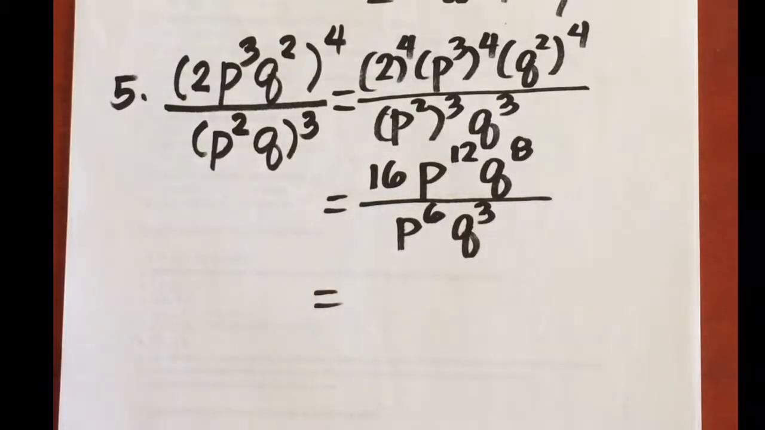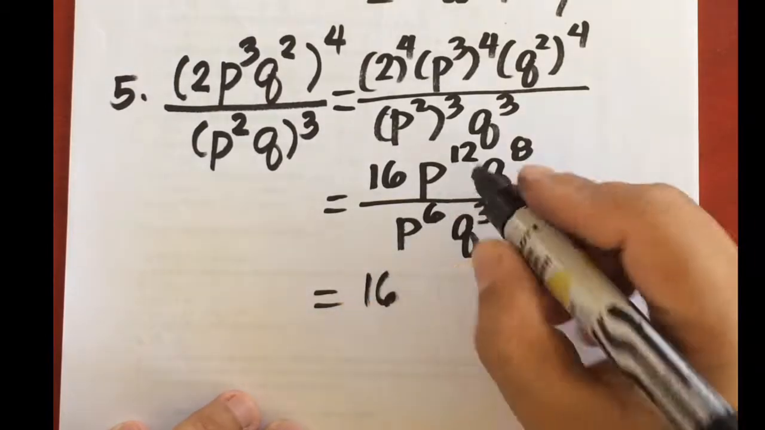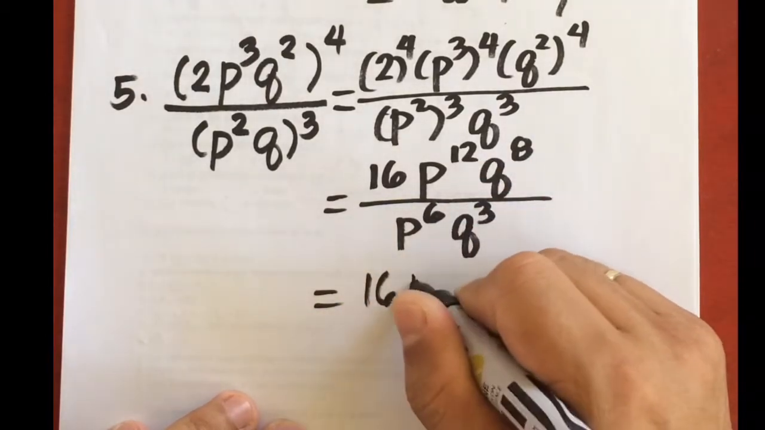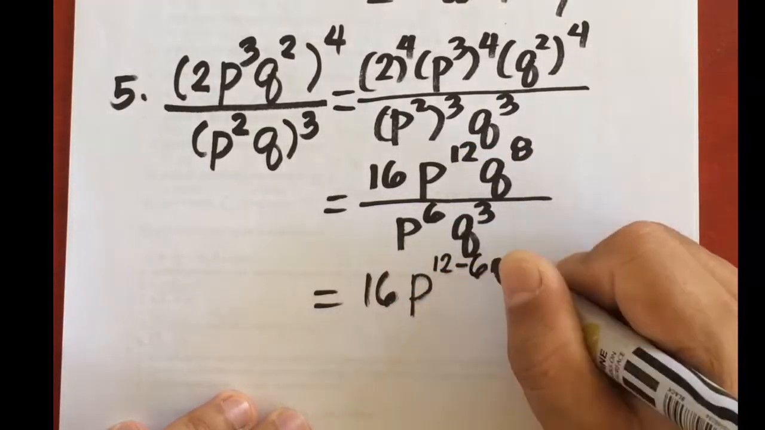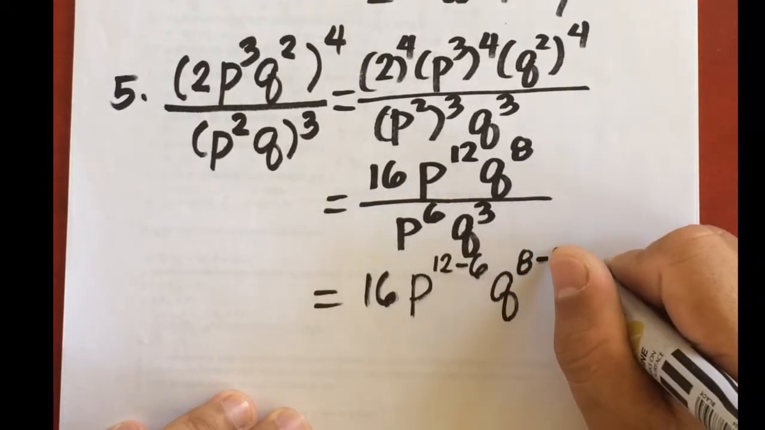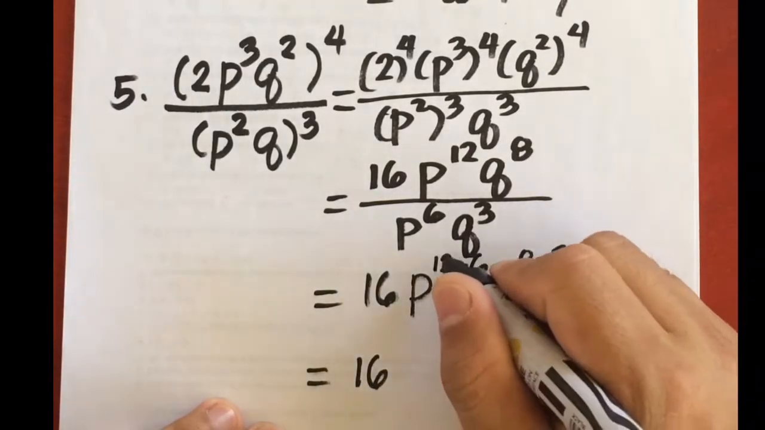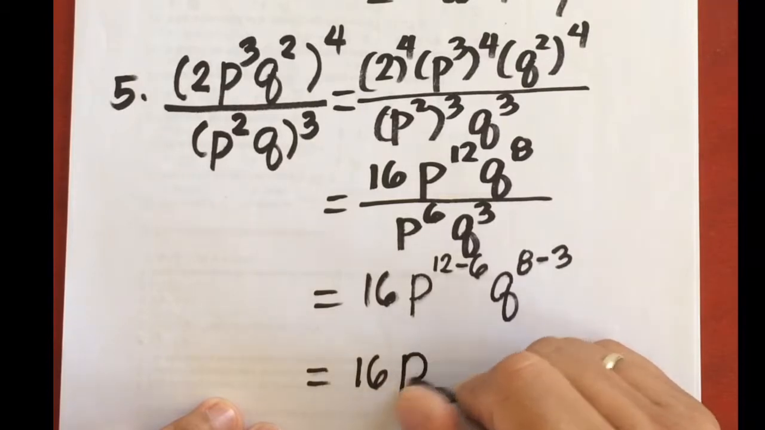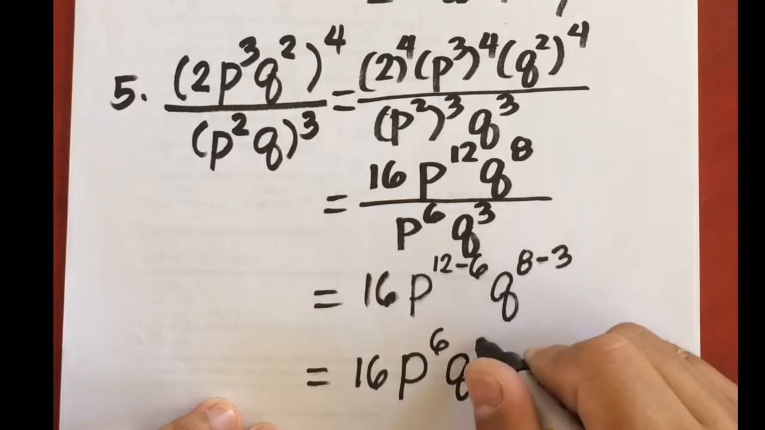Then here you're going to apply the quotient of powers. So we're going to have 16 over, you're going to copy the base p, then subtract the exponents, 12 minus 6, then q, then 8 minus 3. So your answer will be 16. Then 12 minus 6 is 6, so you're going to have 16p to the power of 6. Then 8 minus 3 is 5, so you're going to have q to the power of 5.